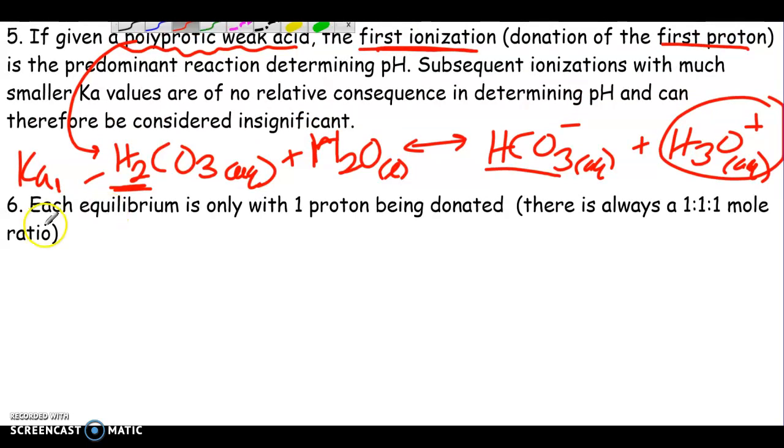The last point to consider. These are things to keep in mind as we are working through problems, because they're going to help you organize the information that you're given and what you're looking for. Each equilibrium is only with one proton being donated, so it's always a 1:1:1 mole ratio. We've already mentioned this. When you lose a proton, or when the water is gaining one, you only ever move one at a time. So imagine my coefficients are always 1:1:1:1. But we normally don't care about water.